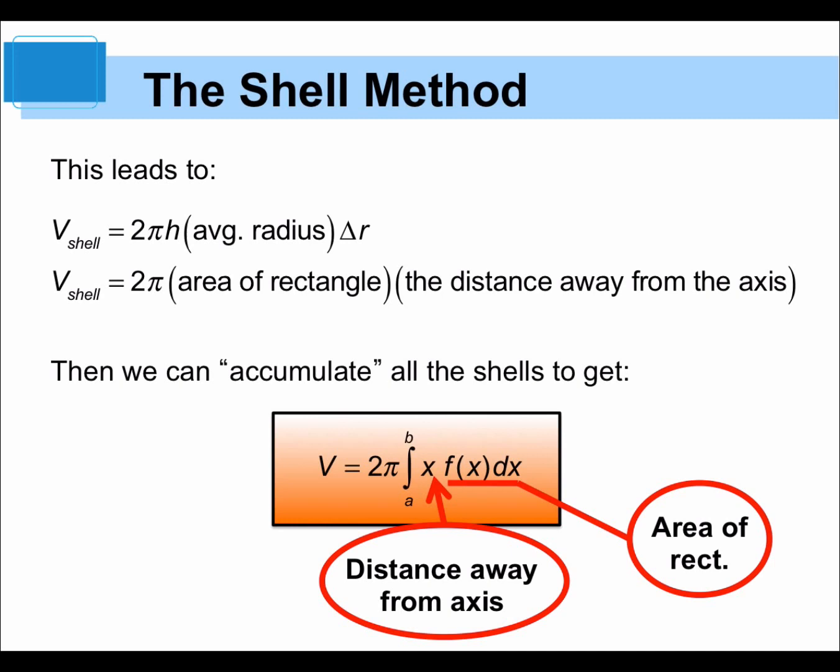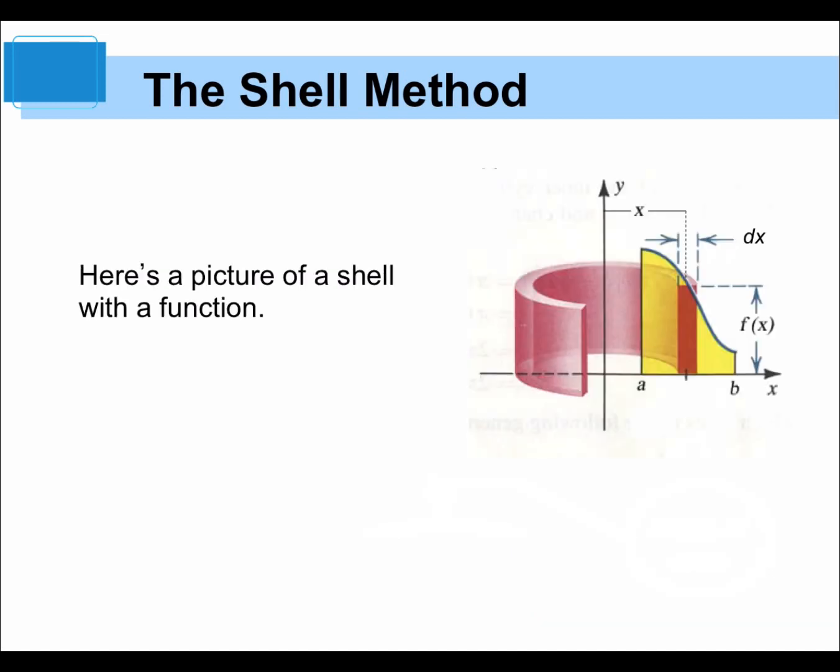How are we doing so far? Why does it have 2 pi? Oh, we already did. Yeah, that's why we went through the derivation. Okay, we're good? All right, here we go.